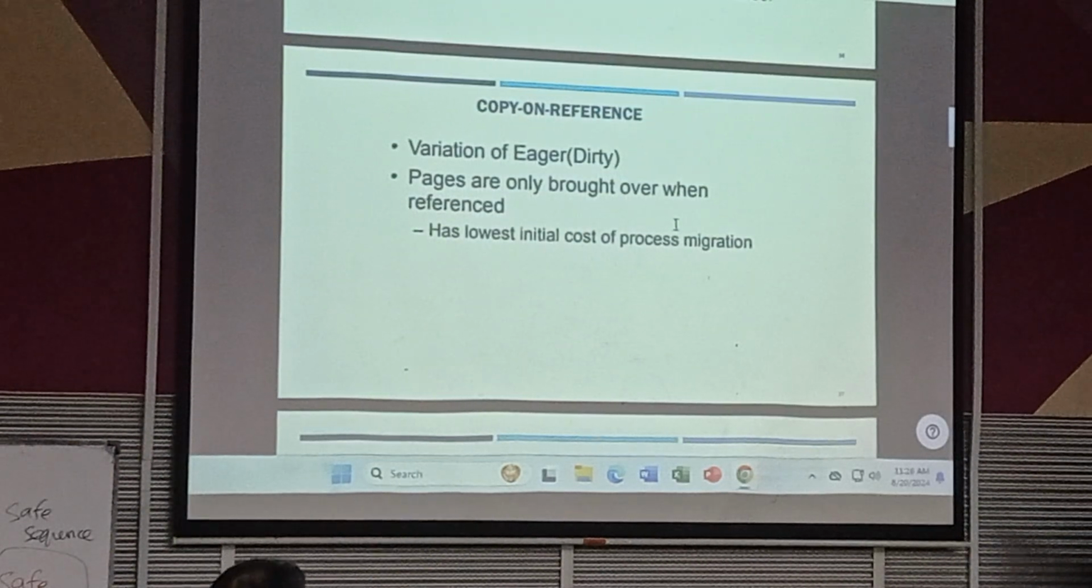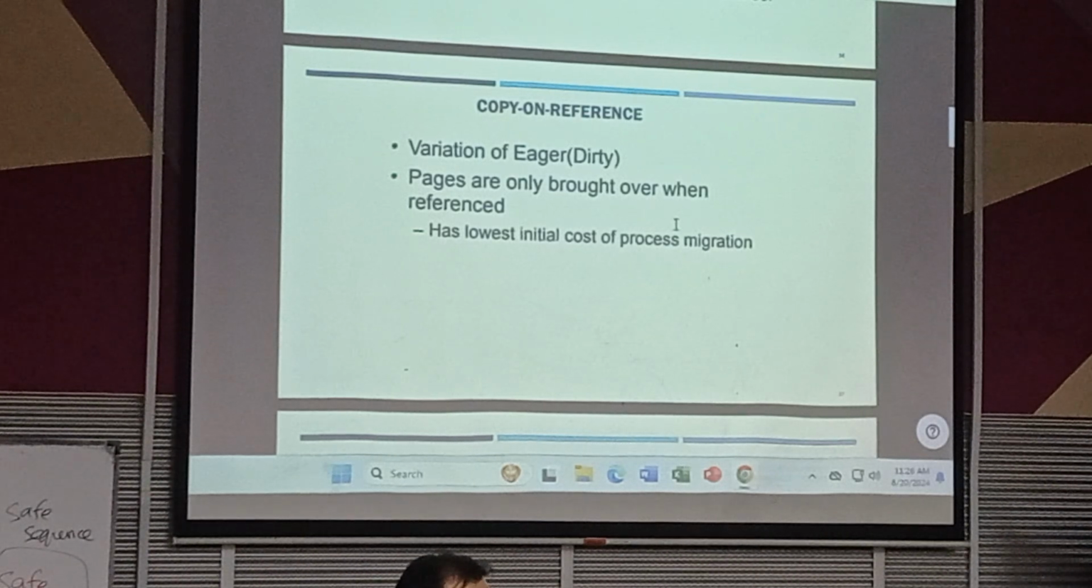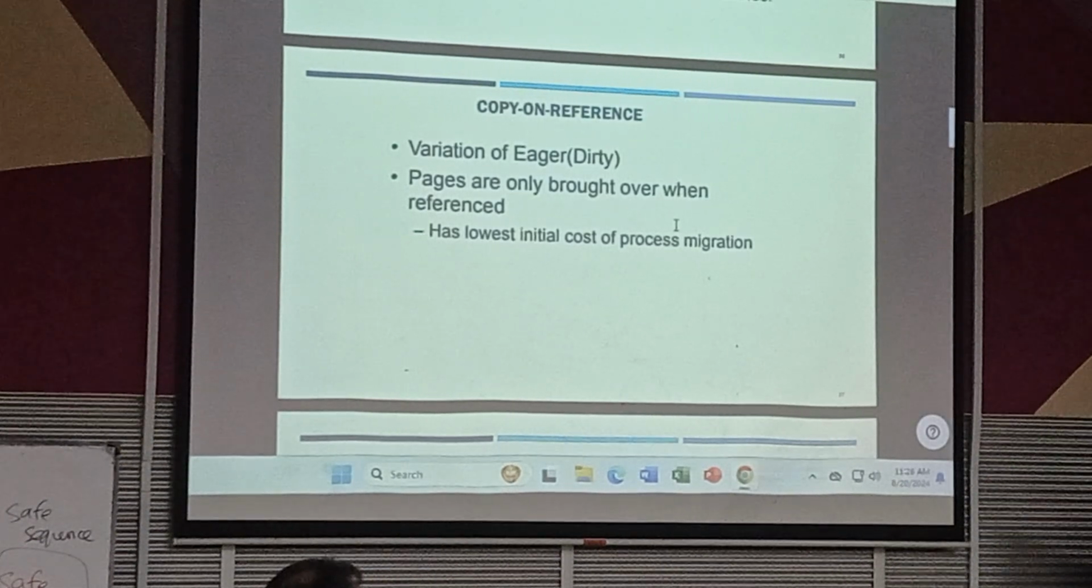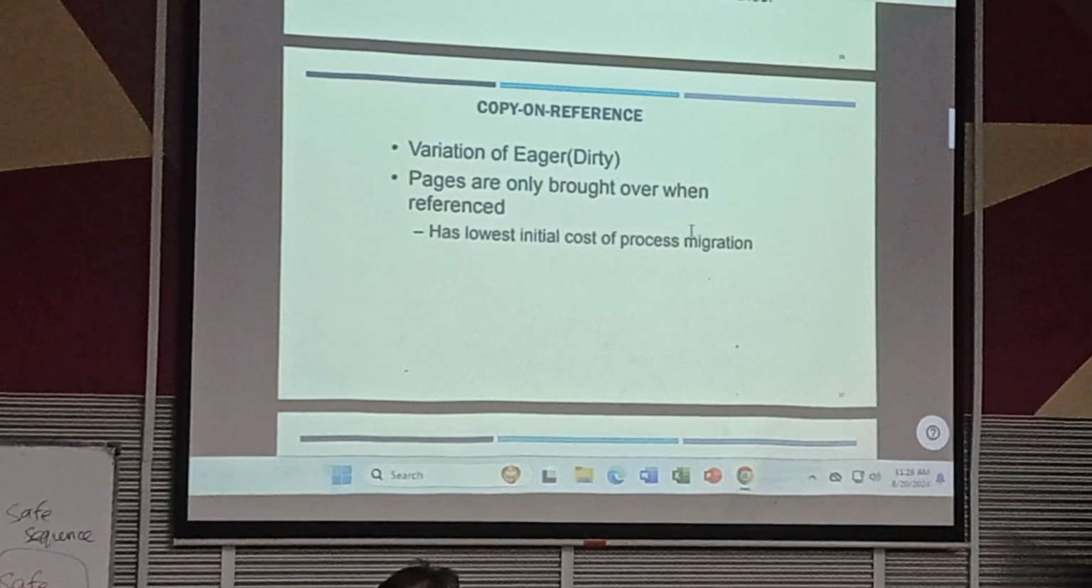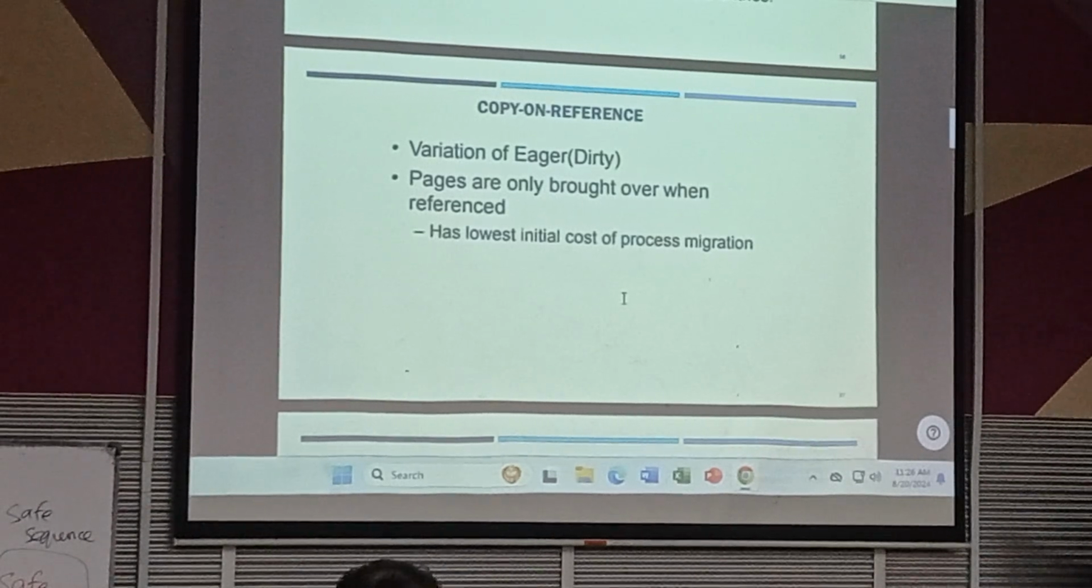Okay, the fourth one is copy on reference. This is a variation of eager-dirty. The difference is this: if, let's say, the computer references the data, when it references the data, it is copied over. Only when the data is referenced, then it's copied over. So this will give you a low initial cost because you transfer only what is needed, on demand.